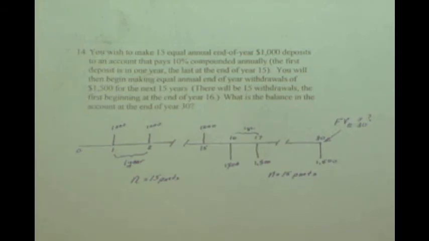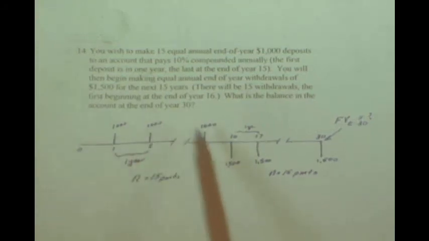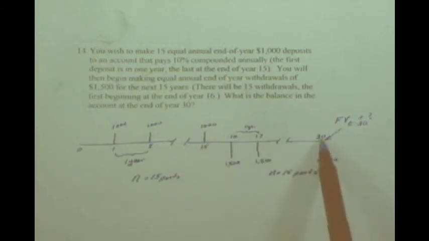So the strategy here, well, first, we noticed that there's 1 year between payments for both annuities. We noticed that our interest rate fits the time between payments. Now our strategy to solve this, I think, is probably pretty straightforward. Let's take everything to time 30.